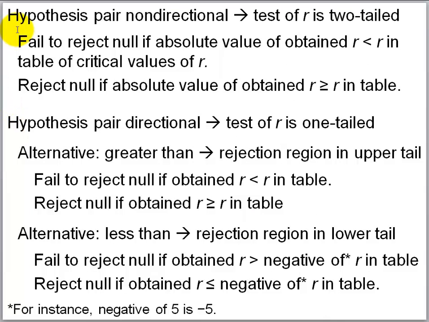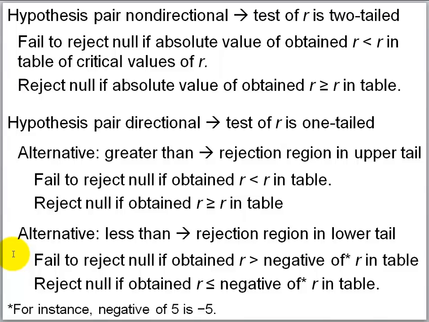When the hypothesis pair is non-directional, our test of r is a two-tailed one, and here's the decision rule in that situation. Fail to reject the null if the absolute value of the obtained r is less than the value of r in the table of critical values of r. On the other hand, we will reject the null if the absolute value of the obtained r exceeds the r in the table.